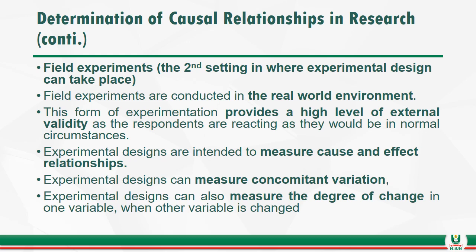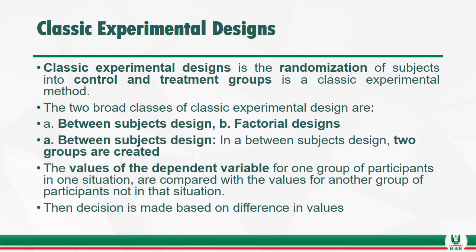The experimental designs are intended to measure cause and effect relationships. Experimental designs can measure concomitant variation. Experimental designs can also measure the degree of change in one variable when other variables change. Talking about the classic experimental design, classic experimental design is the randomization of subjects into control and treatment groups.